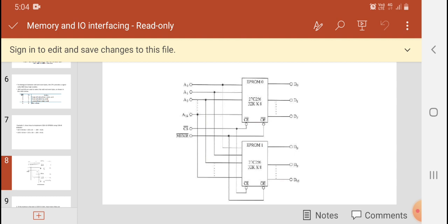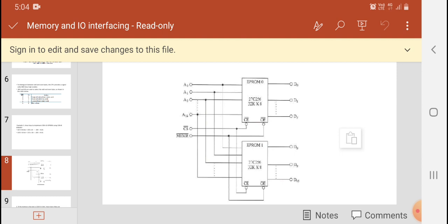Coming to the output of the two ICs, the upper EEPROM gives me D0 to D7, the lower order data bus, and the lower EEPROM gives me the higher order data bus D8 to D15. So finally I get all the 16 output lines at a single time. That is why both chip selects are given the same chip select.